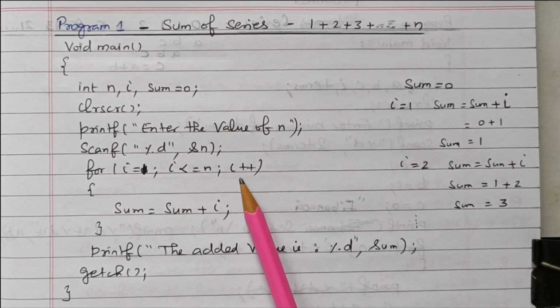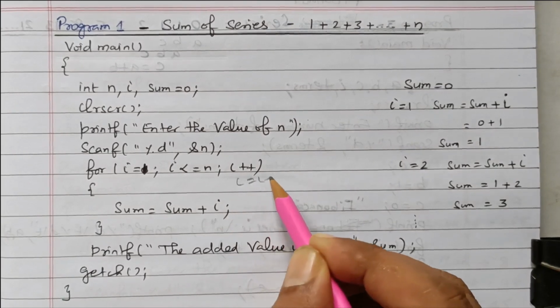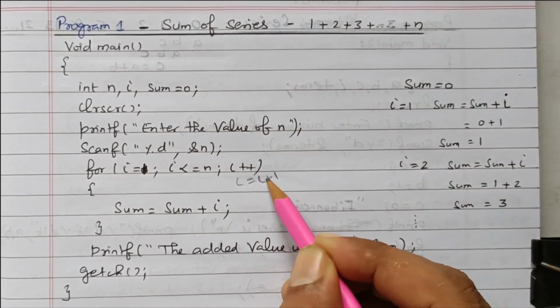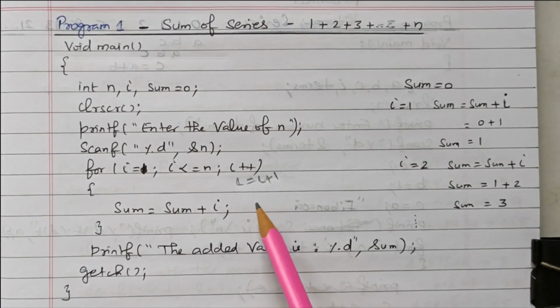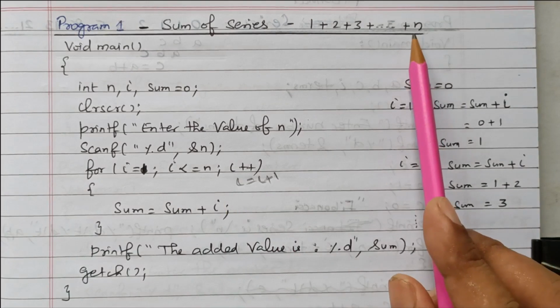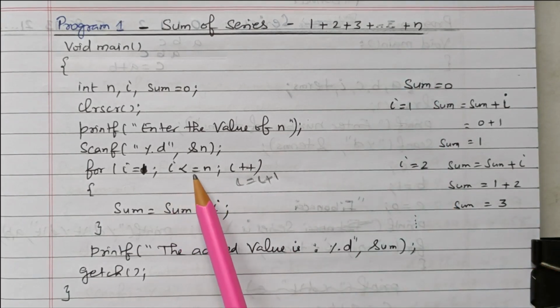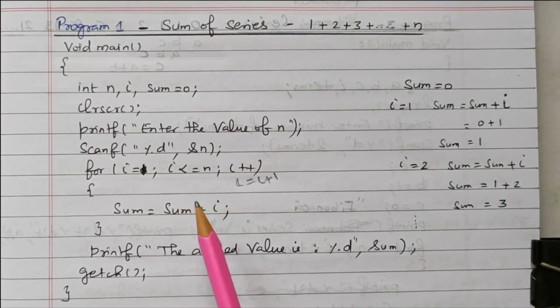So i plus plus. What is the meaning of i plus plus? It means i equal to i plus 1, so 1 is added to the i value. Then what is the condition? The condition is up to n: i less than or equal to n. n is also included, so less than or equal to n.